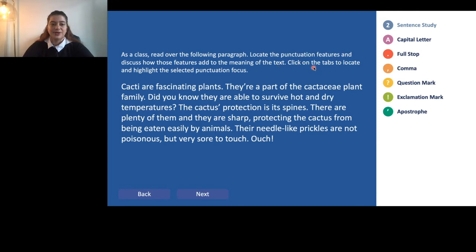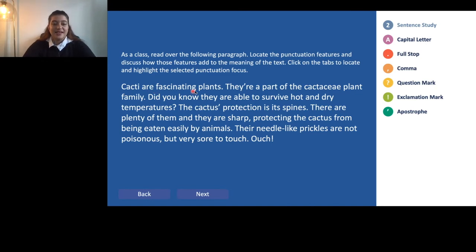Click on the tab to locate and highlight the selected punctuation focuses. So here we can see that we have our tabs. We can see that this paragraph has, obviously, capital letters. It has full stops. It has some commas. It has a question mark. It has an exclamation mark. And our study of focus today, an apostrophe. So let's go.